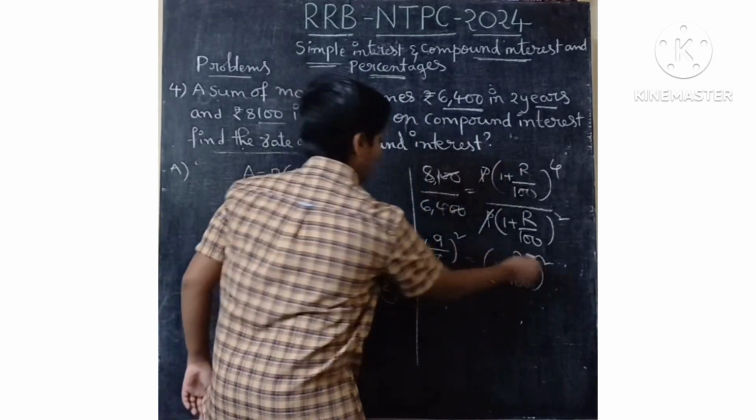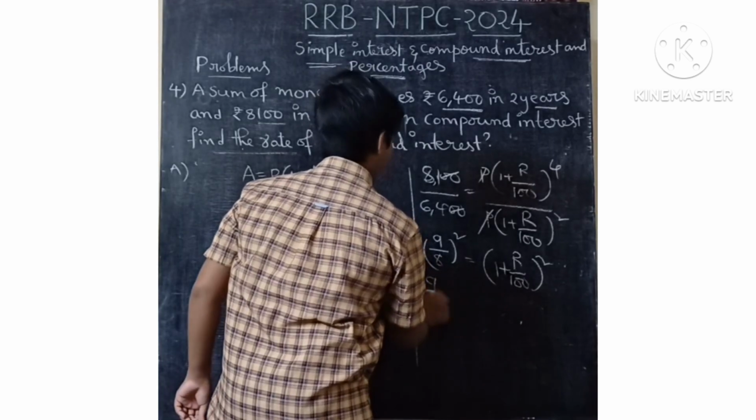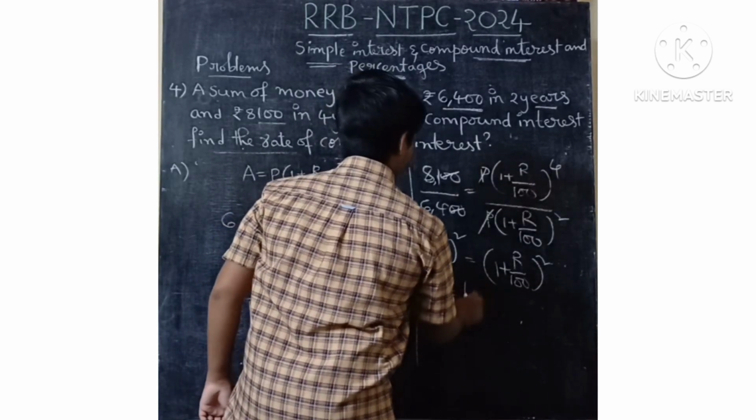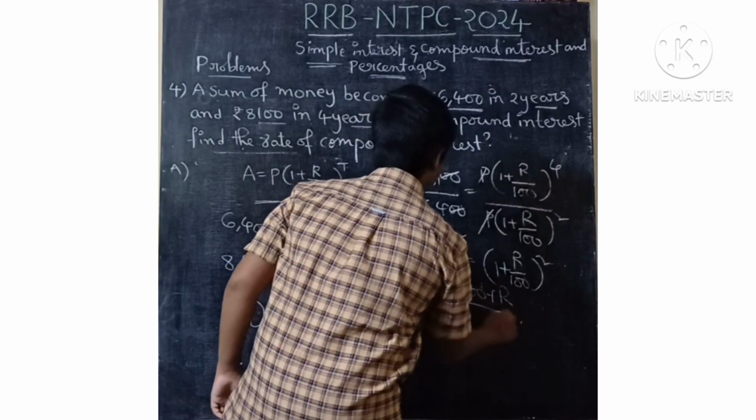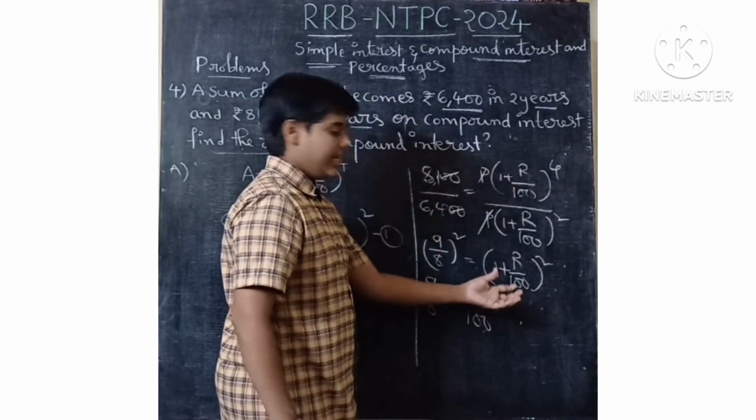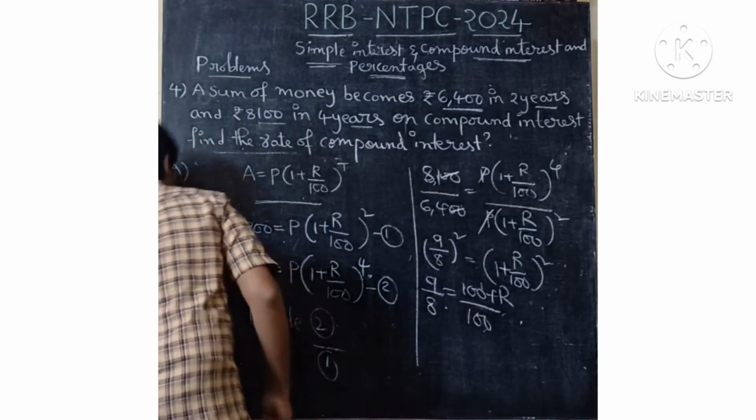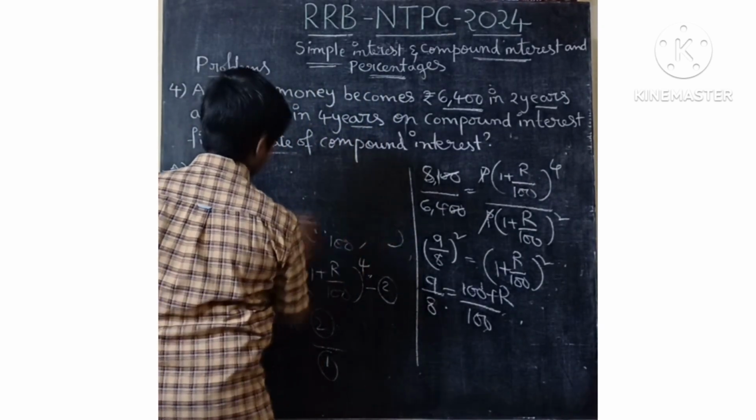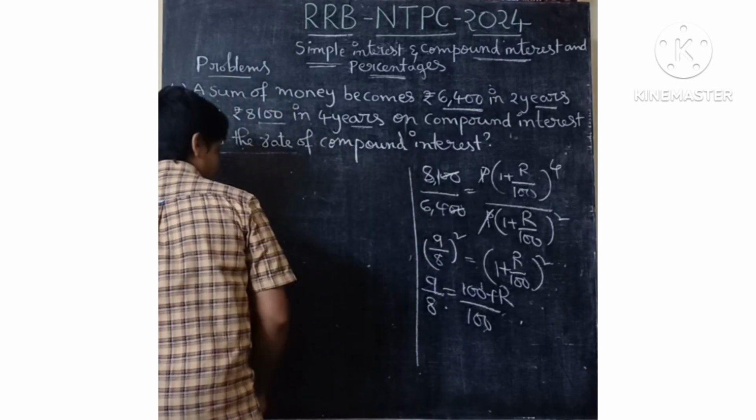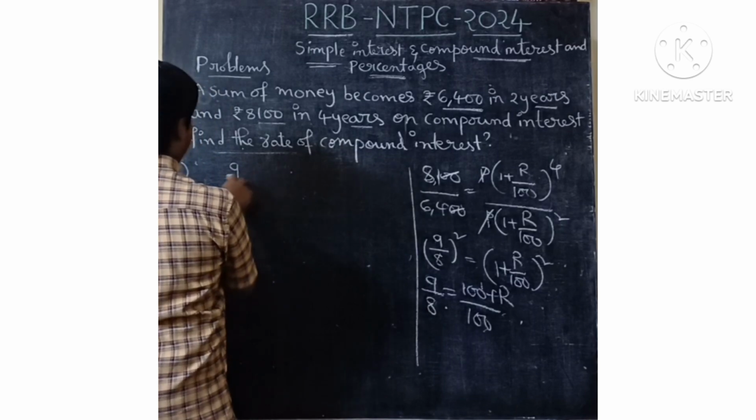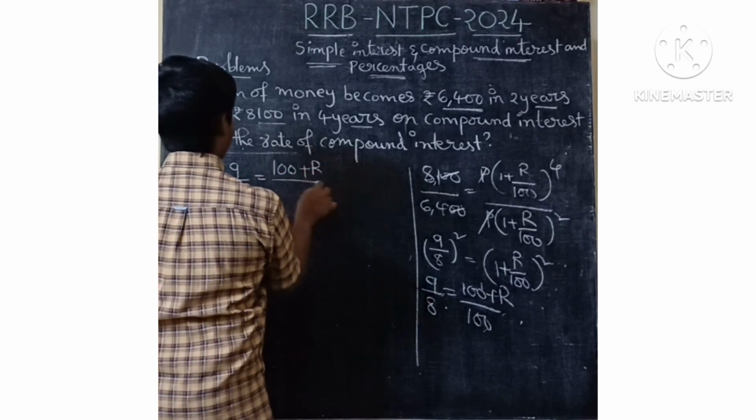So here the powers are equal, which means the bases are equated. So 9 by 8 is equal to 1 plus R by 100, and if we take the LCM, it will be (100 + R) by 100. Okay, so if you see the next step, 9 by 8 is equal to (100 + R) by 100.